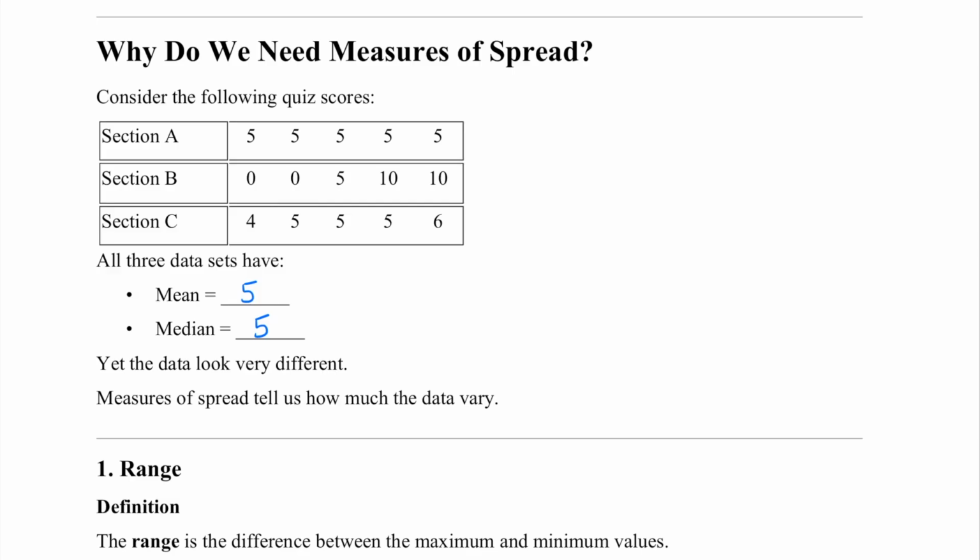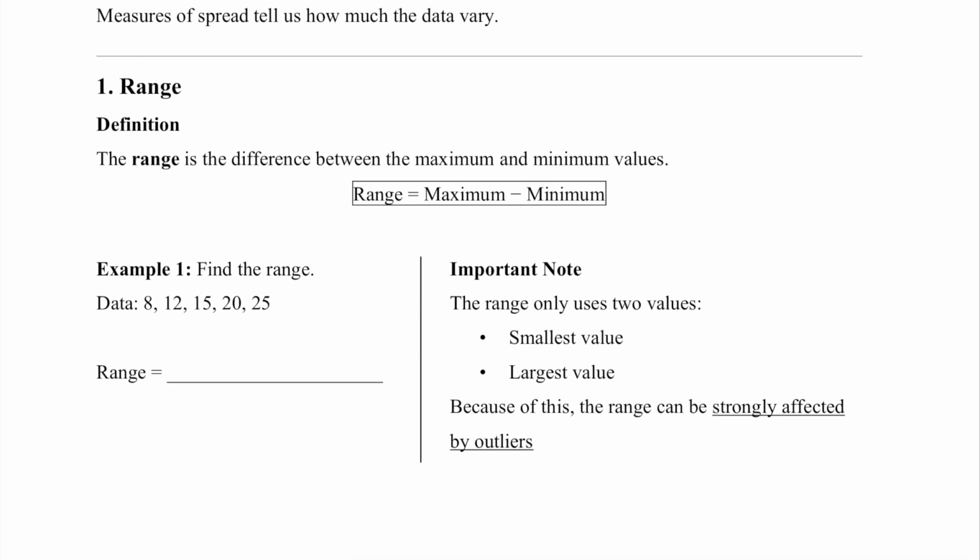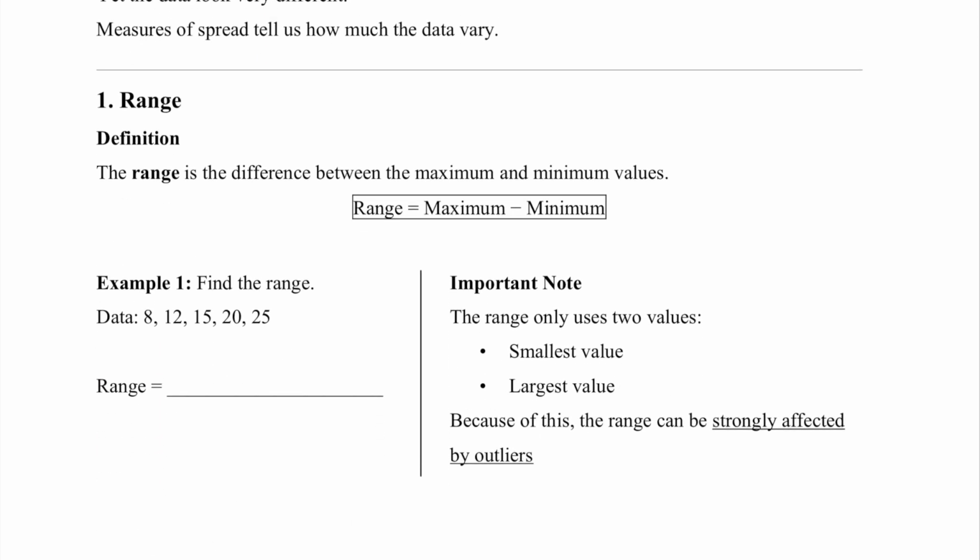Measures of spread tell us how much data values vary. In other words, they tell us how spread out the data are. Today, we are going to start with the simplest measure of spread called the range. The range measures the distance between the largest value and the smallest value in the dataset. The formula is: the range equals the maximum value minus the minimum value. To find the range, we identify the largest value, identify the smallest value, and subtract.